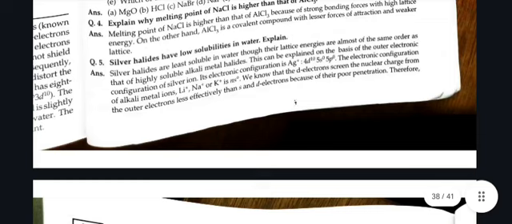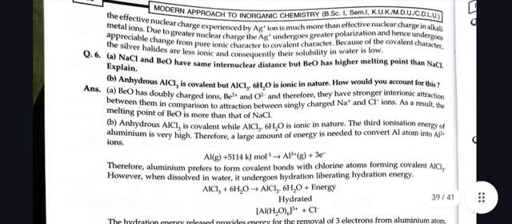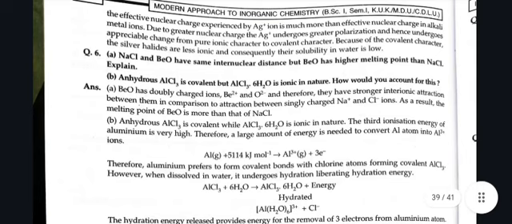The electronic configuration of alkali metal ions is Li+, Na+ or K+, noble gas type. We know that d electrons screen the nuclear charge from the outer electrons less effectively than s and p electrons because of their poor penetration. Therefore, the effective nuclear charge experienced by Ag+ ion is much more than in alkali metal ions. Due to greater nuclear charge, the Ag+ undergoes greater polarization and hence undergoes appreciable change from pure ionic character to covalent character.